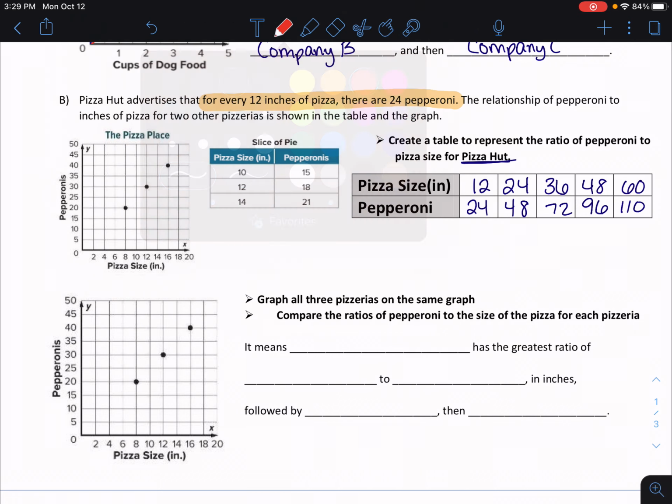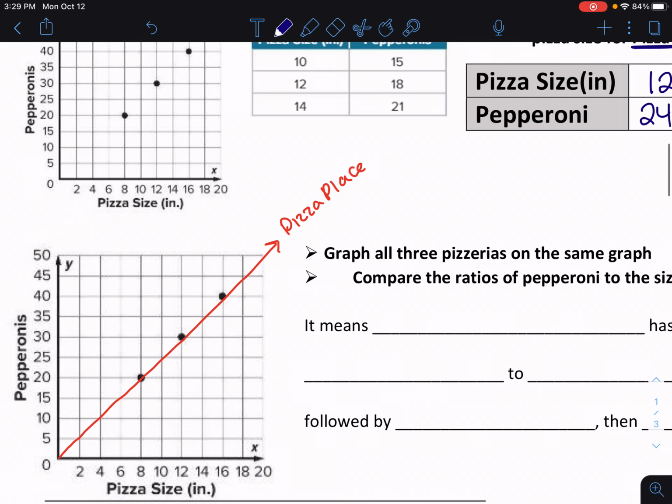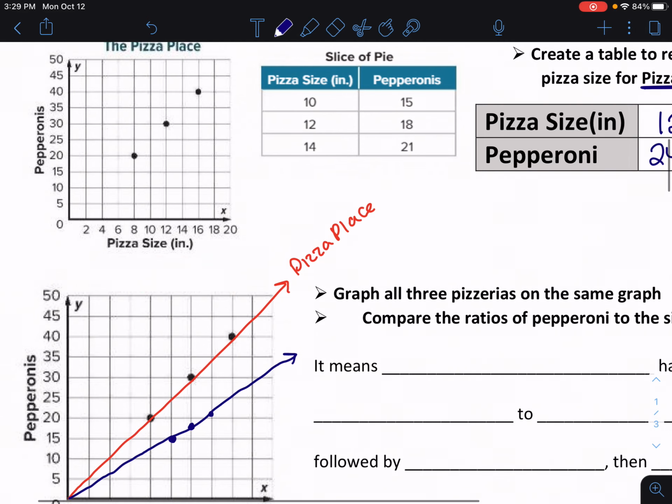So I've already got graph C, the Pizza Place, graphed. So the Pizza Place is here, so I'm going to label this Pizza Place. And then I'm going to graph Slice of Pie. So Slice of Pie is 10 up 15, then 12 up 18, and then 14 up 21. So just trying to get as close as I possibly can. My line's not the straightest, so this is going to be Slice of Pie.